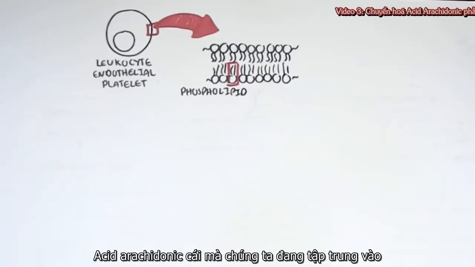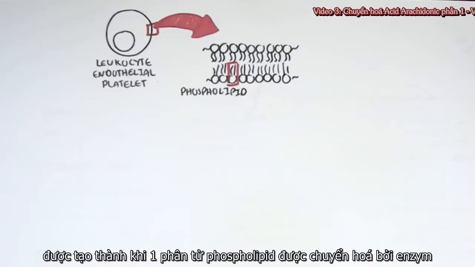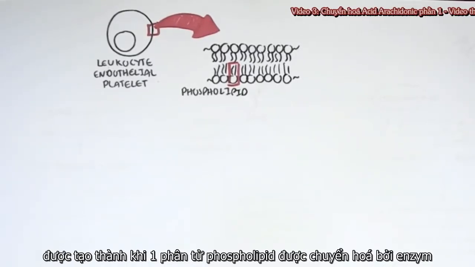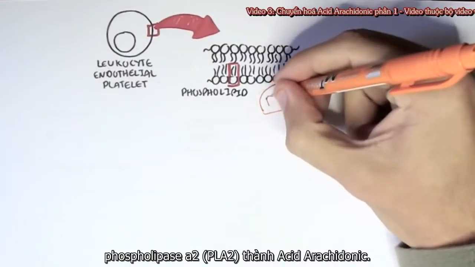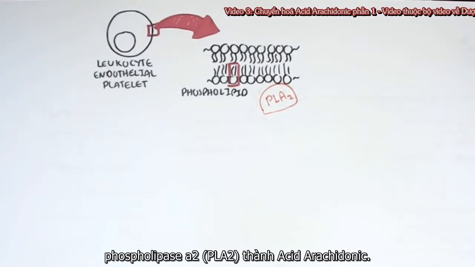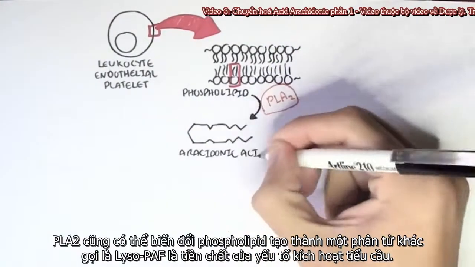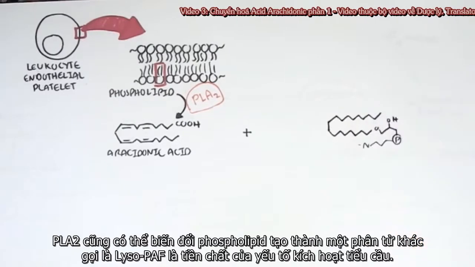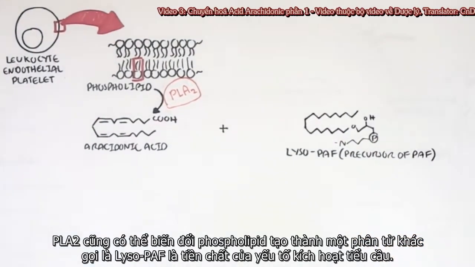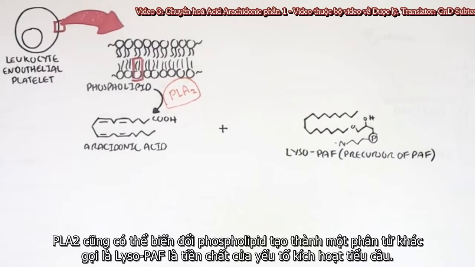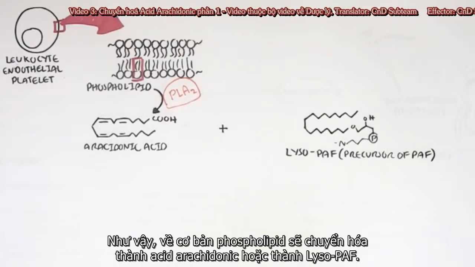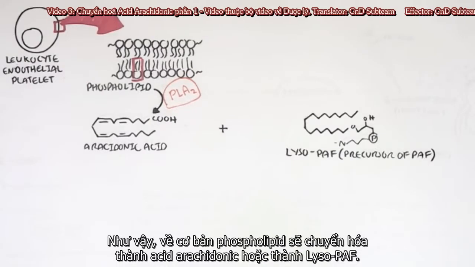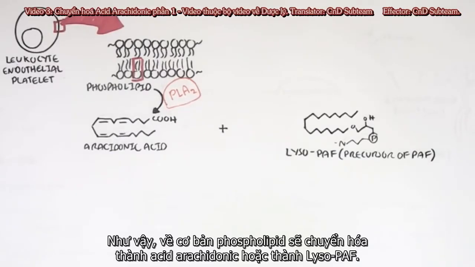Arachidonic acid, what we're concentrating on, is made when a phospholipid is converted by an enzyme, phospholipase A2, PLA2, into arachidonic acid. Phospholipase A2 can also convert the phospholipid to form another molecule called lyso-PAF, a precursor of platelet activating factor. So basically, the phospholipid can be converted to either arachidonic acid or lyso-PAF.